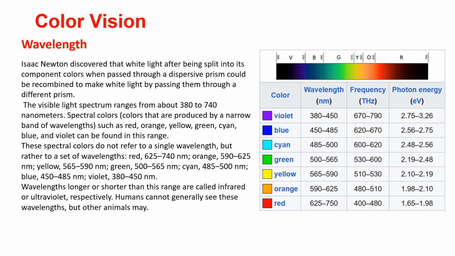These spectral colors do not refer to a single wavelength, but rather to a set of wavelengths: red, 625 to 740 nanometers; orange, 590 to 625 nanometers; yellow, 565 to 590 nanometers; green, 500 to 565 nanometers; cyan, 485 to 500 nanometers; blue, 450 to 485 nanometers; violet, 380 to 450 nanometers. Wavelengths longer or shorter than this range are called infrared or ultraviolet, respectively. Humans cannot generally see these wavelengths, but other animals may.